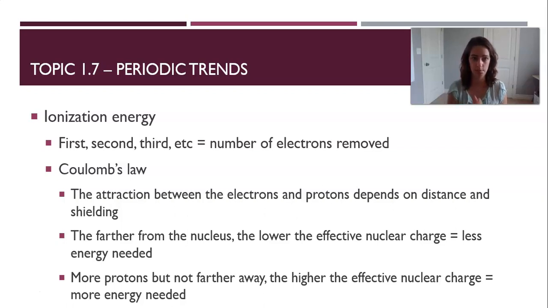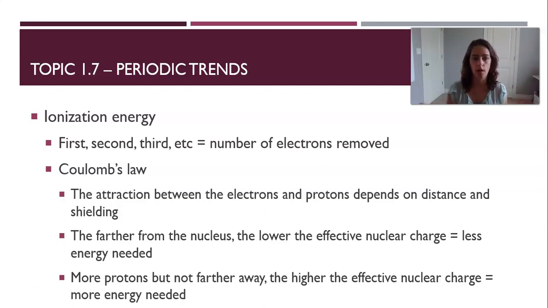between the charges. Okay, so ionization energy, we talk about first, second, third, fourth, so on and so forth, ionization energies, which corresponds to the number of electrons that are removed from the atom. So the first electron that gets removed corresponds to the first ionization energy. The second electron that you remove is the second ionization energy, so on and so forth.